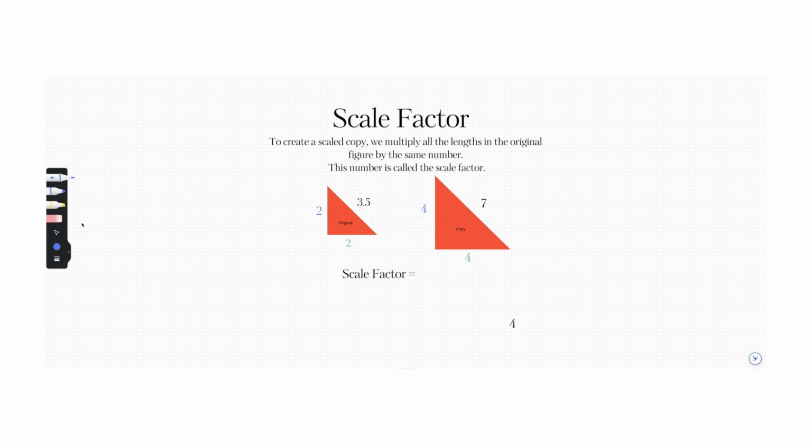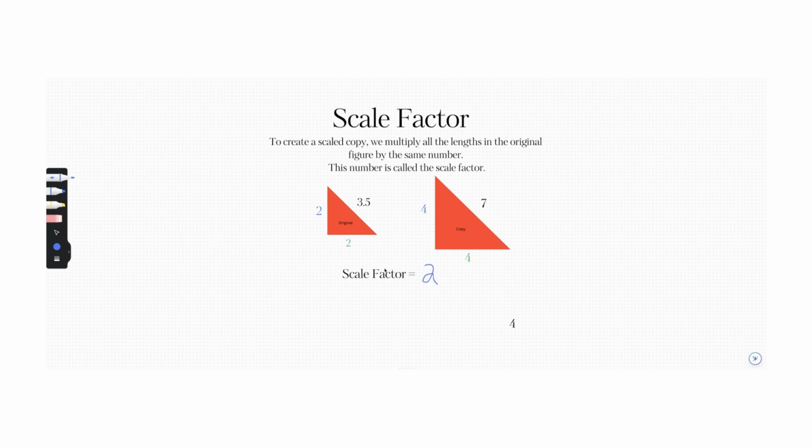Now, let's first focus on the blue. To go from this side to this side, to go from 2 to 4, we multiply 2 times 2 to get 4. Now, to go from this 2 to this 4, we can multiply this 2 by 2. And then finally, to get 3.5 to 7, we'd multiply 3.5 times 2. So the scale factor for this problem is going to be 2.